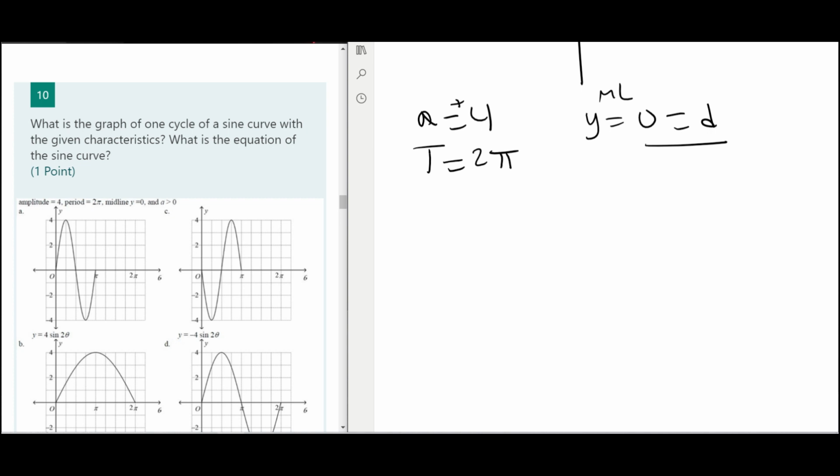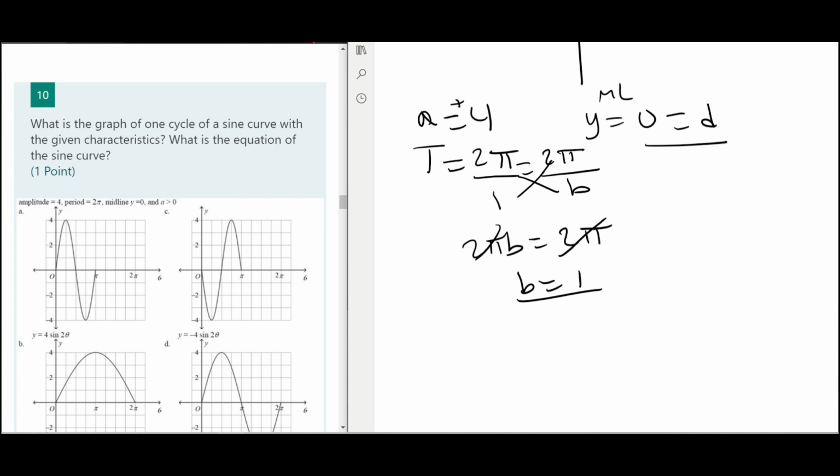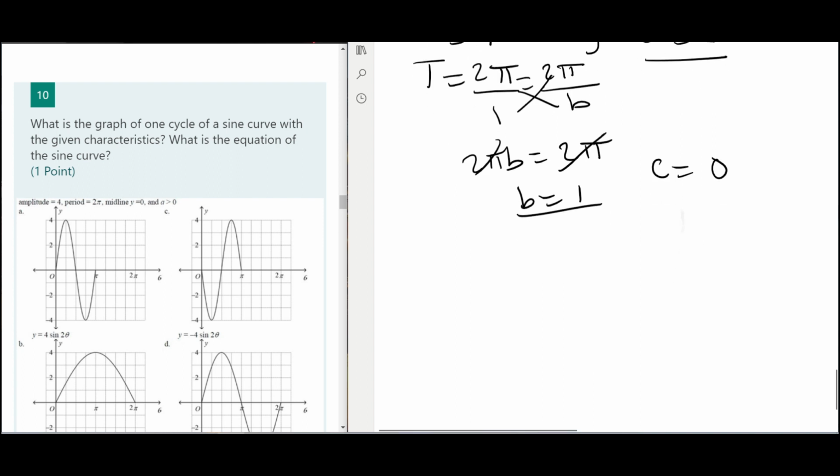And then our period is 2 pi over b. Remember, that's the formula for the period. So this is 2 pi over 1. Cross multiply. So you got 2 pi times b equals 2 pi times 1, which is just 2 pi. The 2 pi's cancel out, leaving you with b equals 1. So b is just 1. A is 4, b is 1, d is 0. And it's not shifted at all, so we can assume that c is 0 as well, because it doesn't say whether there's any phase shift or not. So we can assume that it's going to be 0 phase shift.